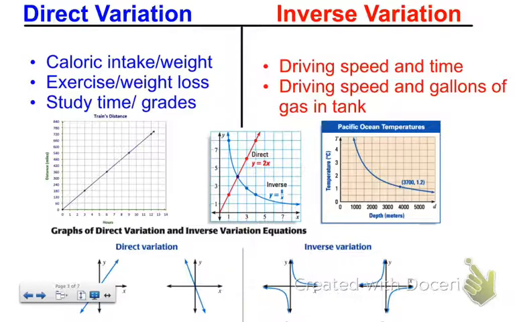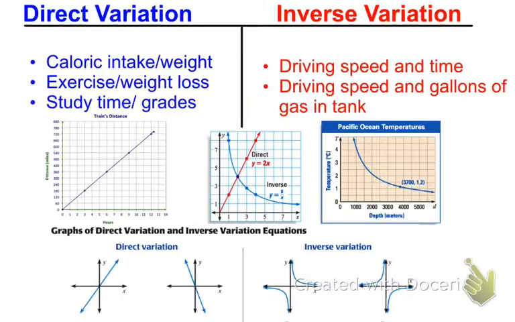Remember, direct variation graphically has to go through the origin, and it could look like either of the two at the bottom. And inverse variation is going to look a little different.